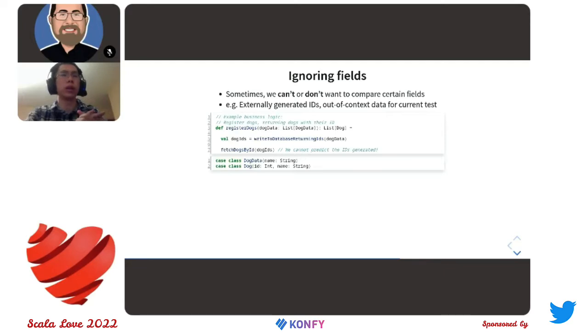So let's look at an example. Enough about cats, let's look at dogs. Let's say we have a dog registration service. It's just a function here. You pass it some dog data, and then it will register the dogs, giving each of them an ID, and then give it back to you. The dog data currently is just the name of the dog, and with the actual dog we get an extra ID for each dog.